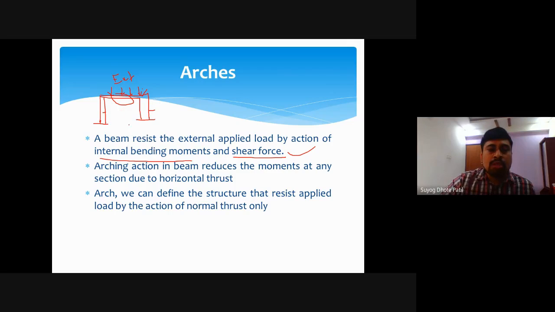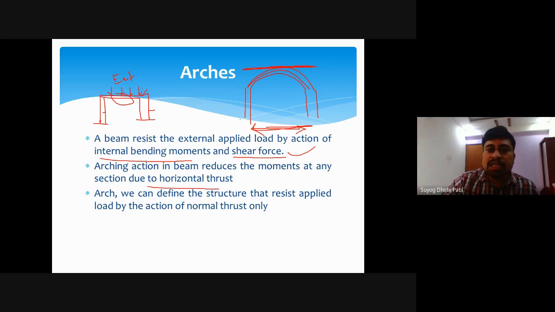Now an arching beam reduces the moment at any section due to horizontal thrust. Now what is an arch? If this is a support, and this is a support, this will be your arch. So there will not be any bending moment or shear force developed in this assembly. Here it is governed only by this horizontal distance, and whatever load is coming over this arch is resisted by this horizontal thrust.